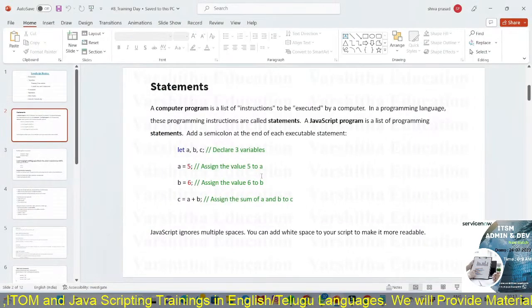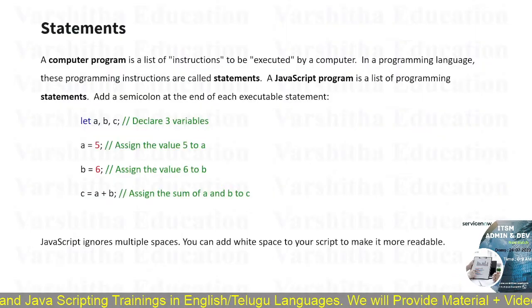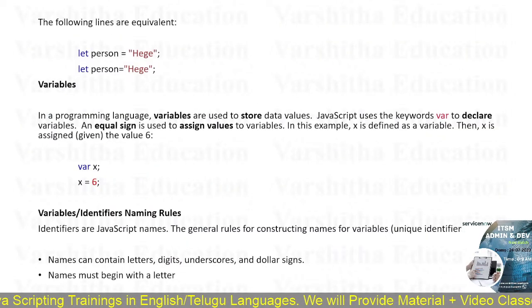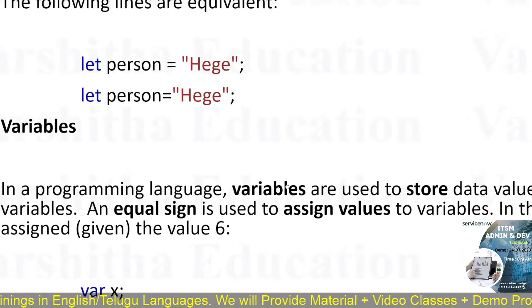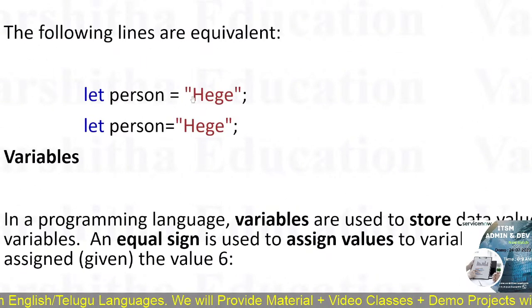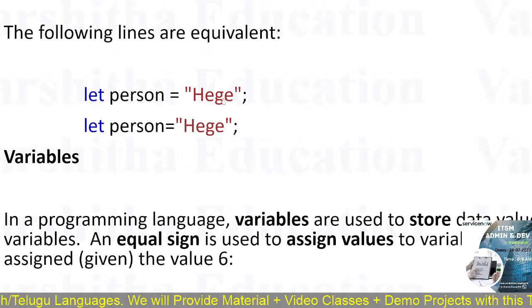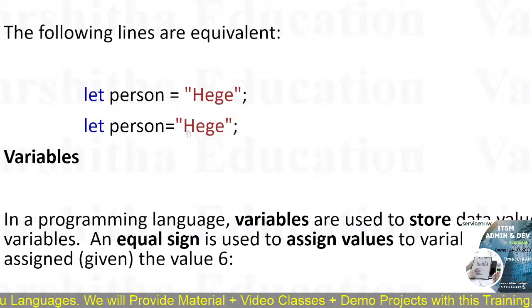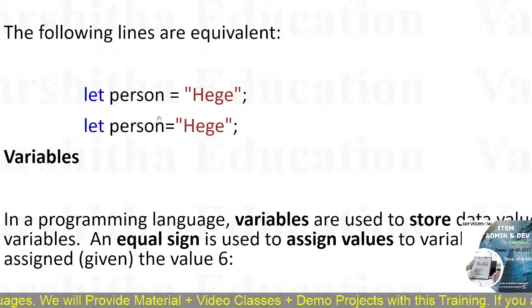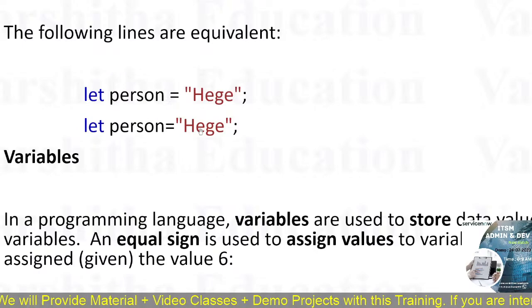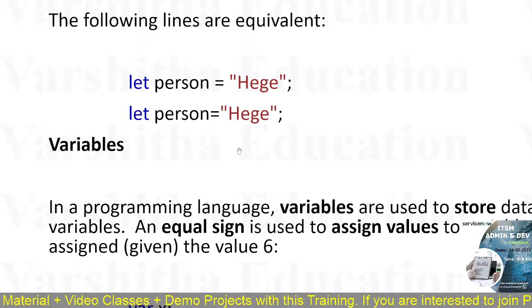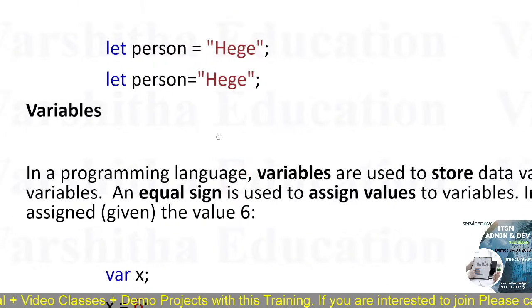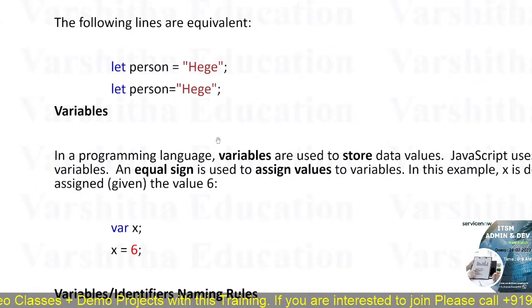Then I'll show statements like this. You can see here that empty spaces are there in this area. I shown one example: let person equals with a space of hedge, and without a space of that hedge. Both are equivalent, because if you give a space or without a space, it is acceptable. And next, what I said just now, var is nothing but a variable.